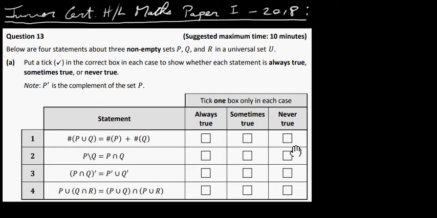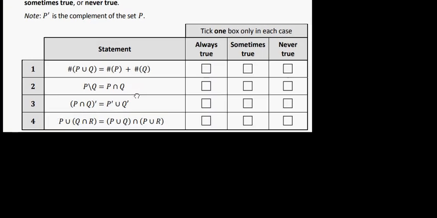Put a tick in the correct box in each case to show whether each statement is always true, sometimes true, or never true. P dash is just P complement, which means everything not in the set. Okay, so let's have a look.